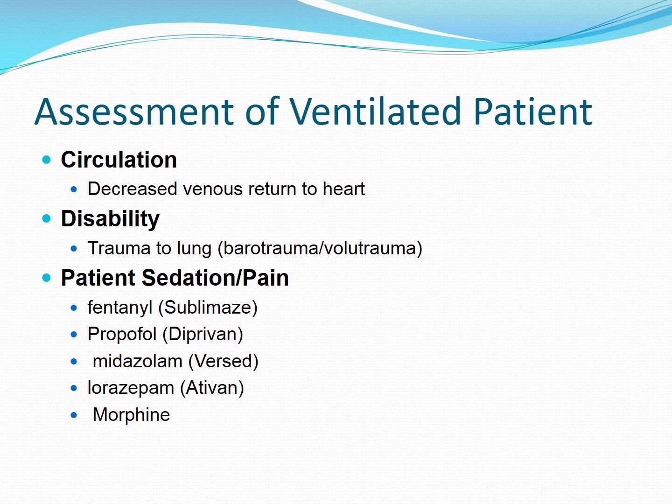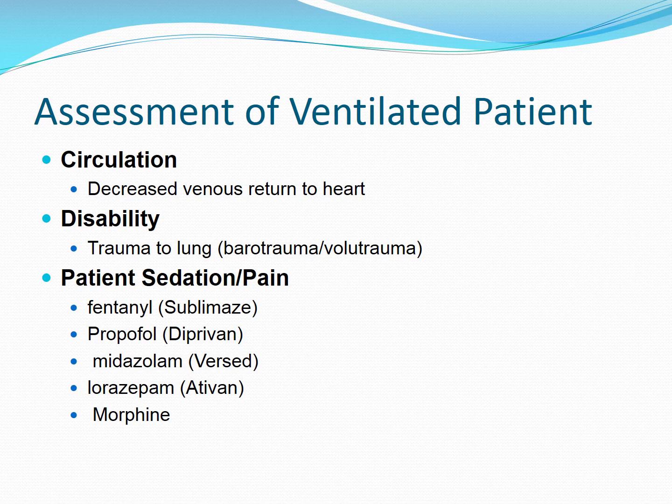Okay, so you want to assess for circulation, and what I'm talking about is decreased venous return to the heart, because remember, PEEP increases intrathoracic pressure, which decreases venous return to the heart, which is going to cause them to have signs and symptoms of decreased cardiac output. And if I have decreased cardiac output, then I'm going to notice my blood pressure dropping also.